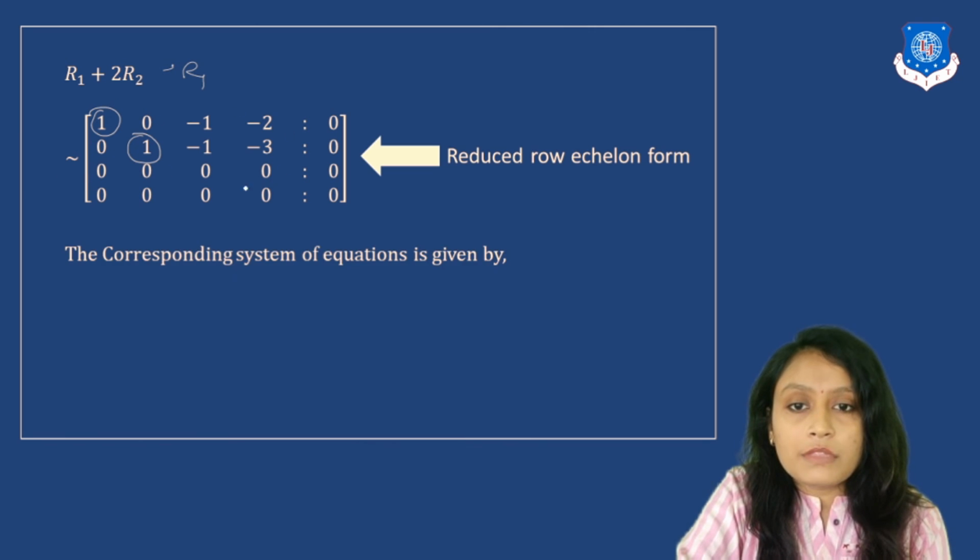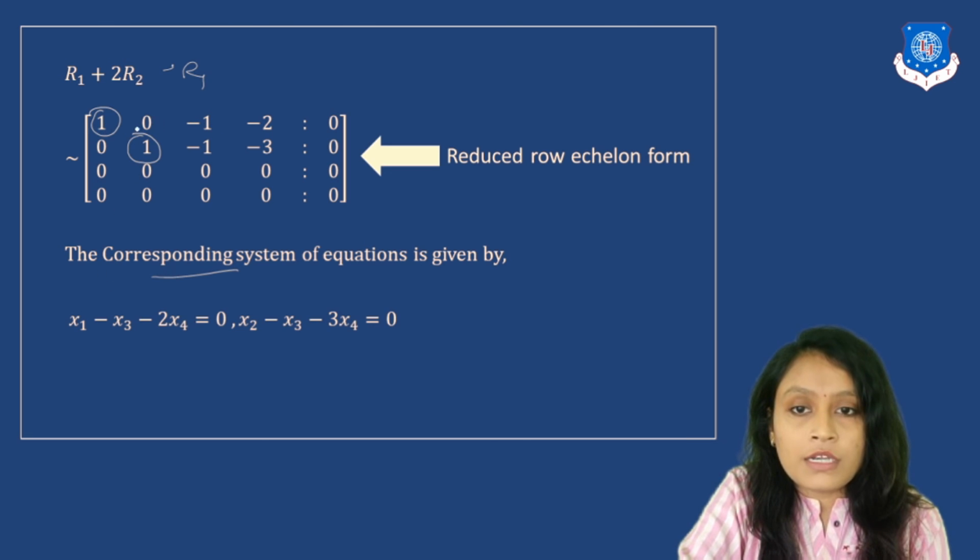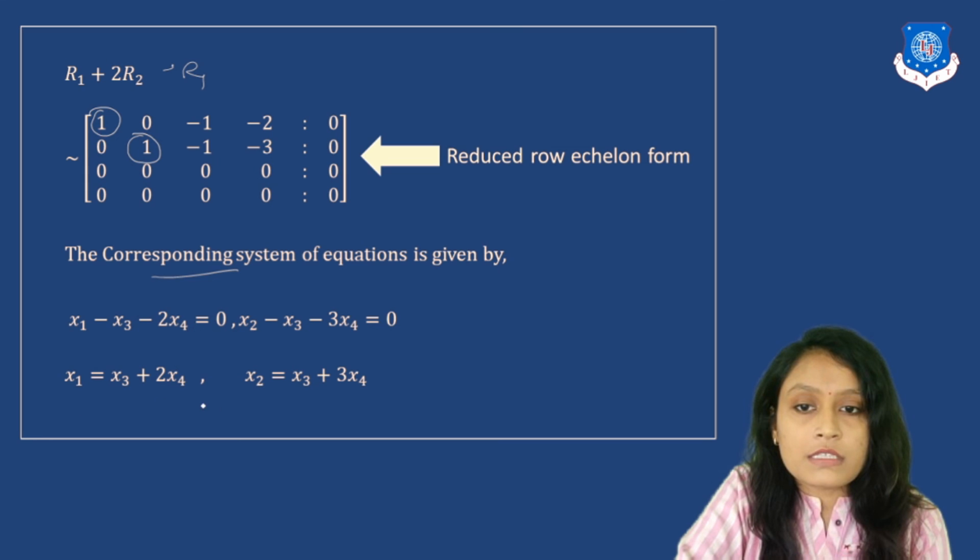Now from this we will write the corresponding system of equations. From the first row you will get x1 plus 0x2. We will not write this 0x2. So we will write x1 minus x3 minus 2x4 is equal to 0. And from the second row we will write x2 minus x3 minus 3x4 is equal to 0. Now make x1 and x2 the subject. So you will get x1 is equal to x3 plus 2x4 and x2 is equal to x3 plus 3x4.